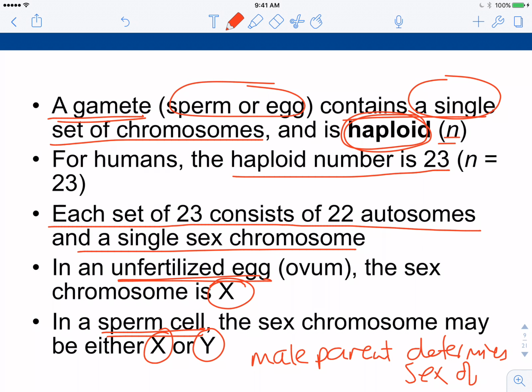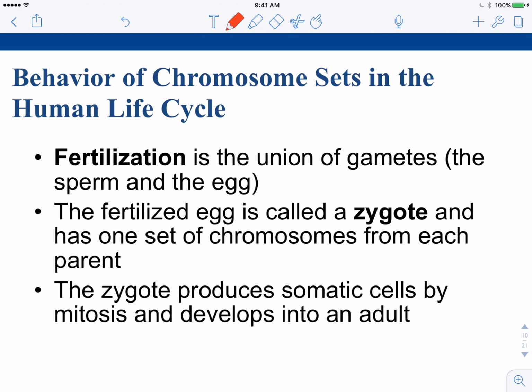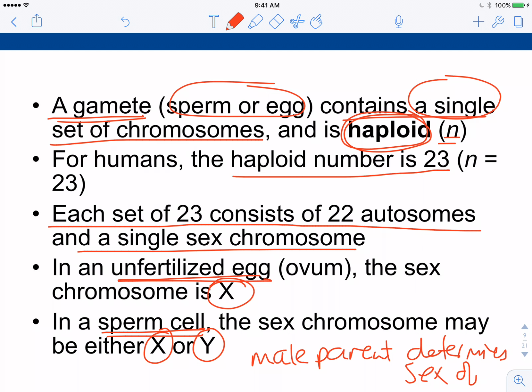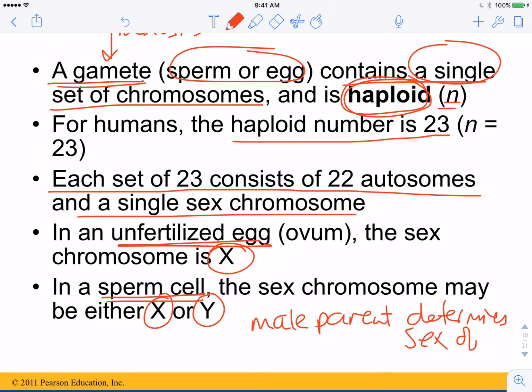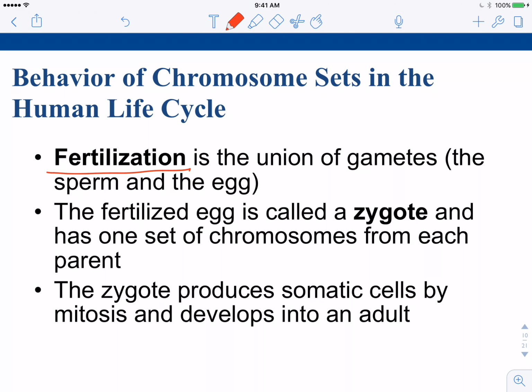I can't fit offspring. Determines the sex of the offspring. Okay. Now, fertilization. So gametes are produced via meiosis. So we'll talk about that in a minute. And then when you have 2 gametes that fuse, that process is called fertilization, the union of gametes. So egg plus sperm.